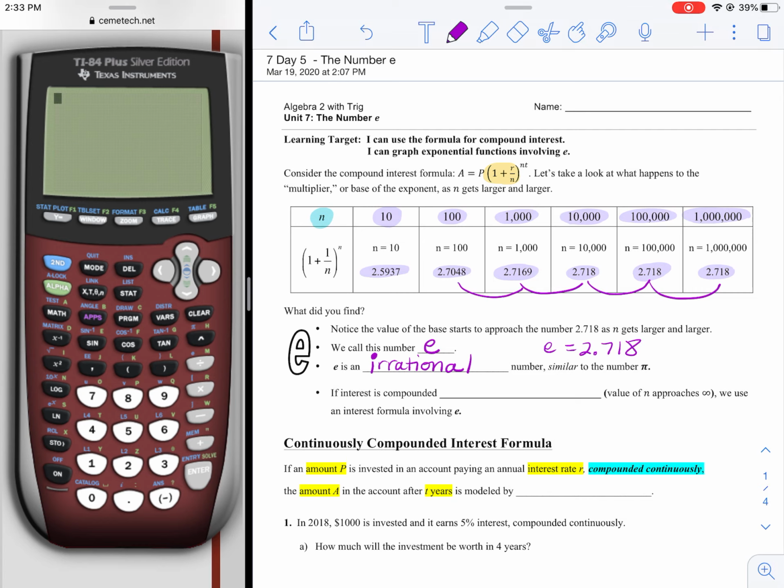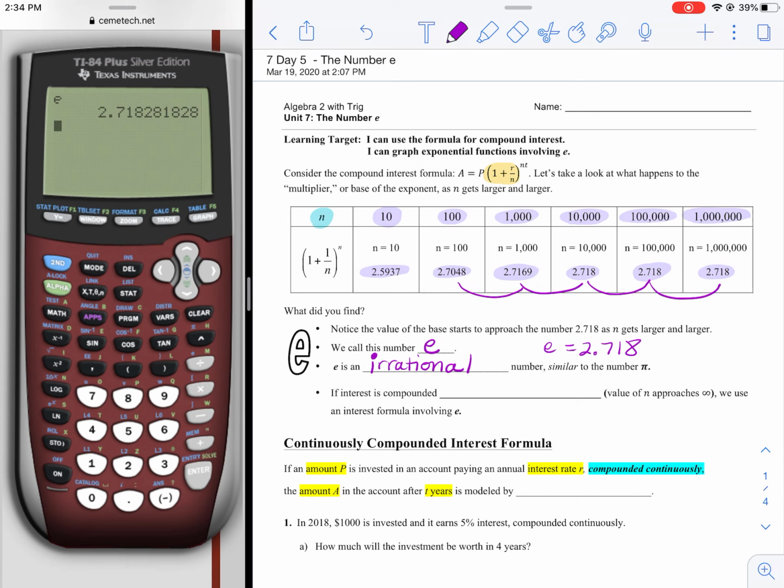2.718. And there is an E button on your calculator. If you hit the second button and then the division sign, and you hit enter, you will get more digits of E. It continues to go, but your calculator can only list so many numbers because it runs out of room. So we're just going to think of it as 2.718, to the nearest thousandth, when we talk about the number E.